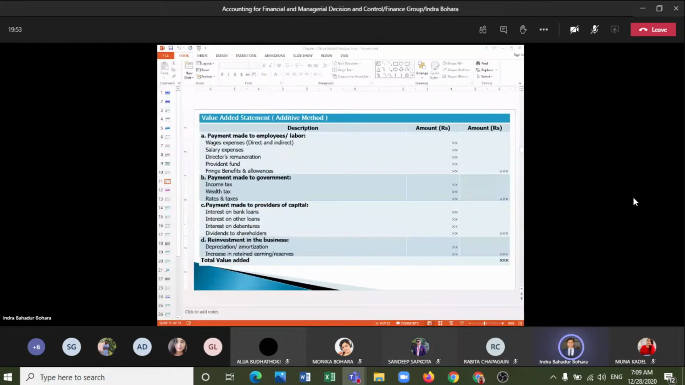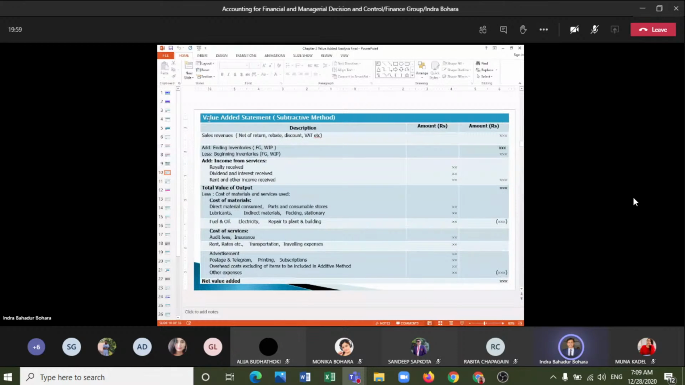So the value added statement can be prepared by two ways. Under the subtractive method, we deduct the cost of material purchased, or cost of material consumed, or cost of material purchased if no stock, from the sales revenue to find out the value added. Under the additive method, we first write sales revenue, and sales revenue means net sales. It means total sales less return. You can show total sales less return, and the net sales calculated is written in the amount column.